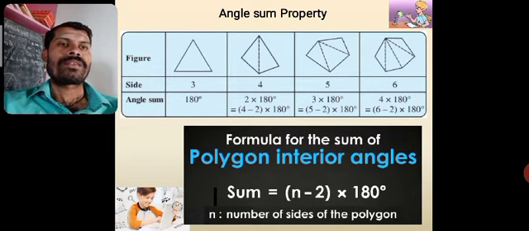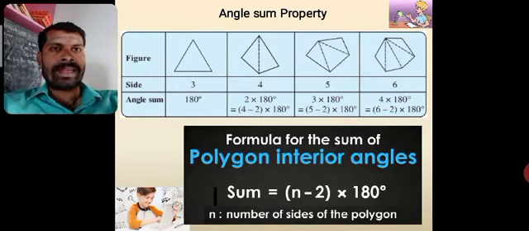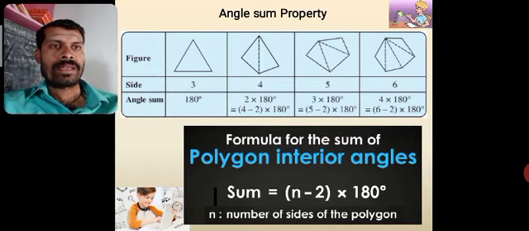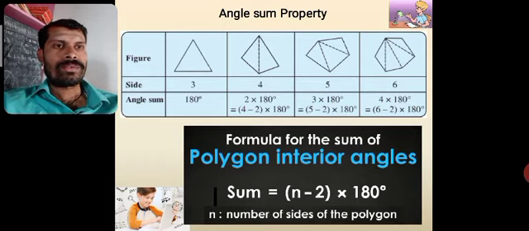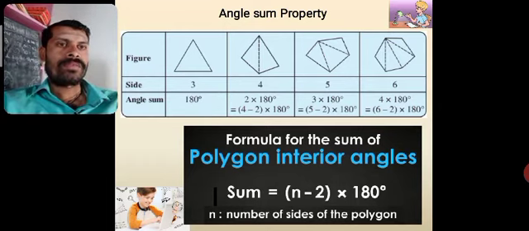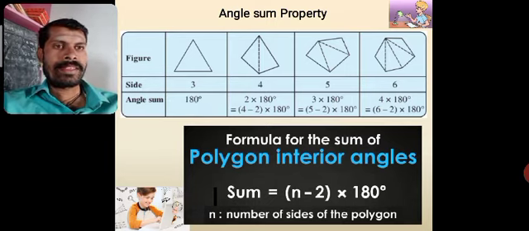I am going to rewrite that 2 as 4 minus 2, where 4 represents the number of sides in that quadrilateral. How many sides are there in a quadrilateral? 4, no? So 4 minus 2, we can write that 2 as. Okay, just for convenience I am generalizing that one.